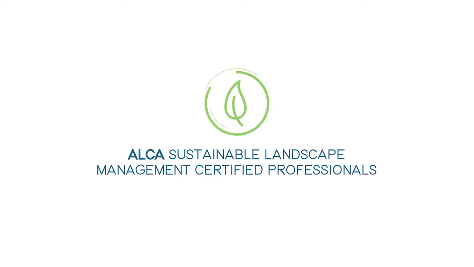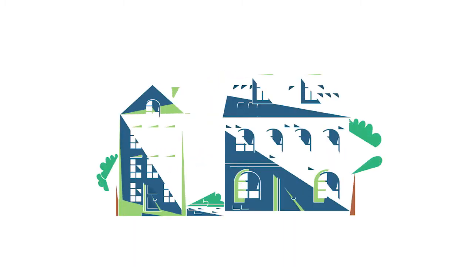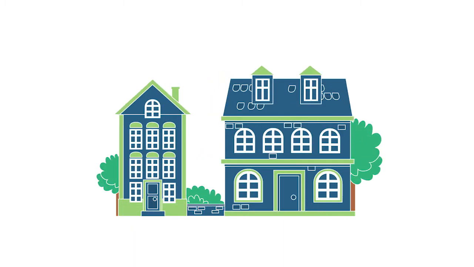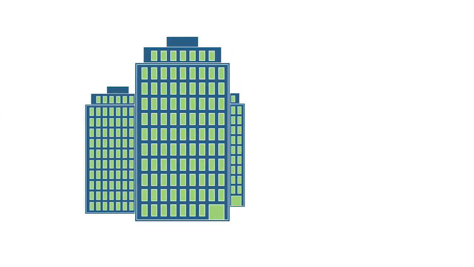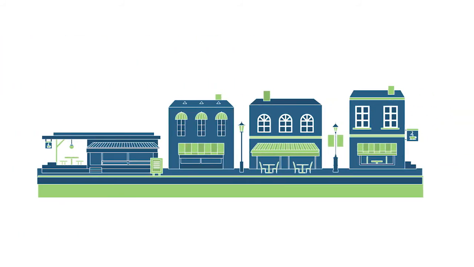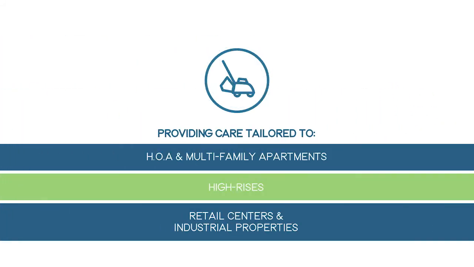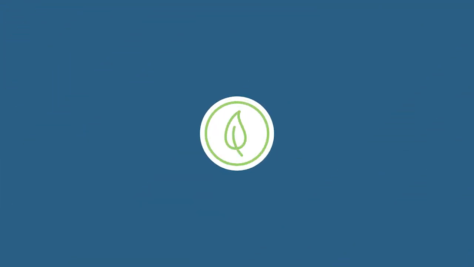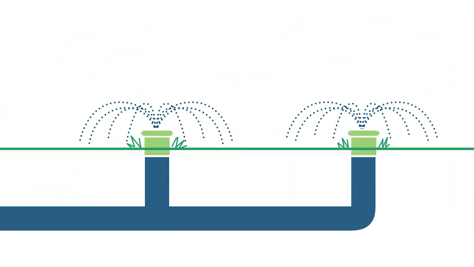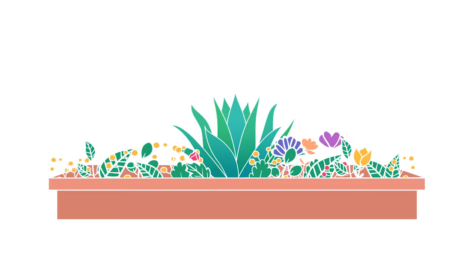Our ALCA Sustainable Landscape Management certified professionals service HOA communities and multifamily apartments, high-rises, retail centers, and industrial properties, providing care tailored to the specific needs of each unique property. Our Irrigation Water Management Division employs certified water auditors to assess your site's irrigation systems and watering schedules, resulting in a more efficient use of water, lower water bills, and optimal plant health.